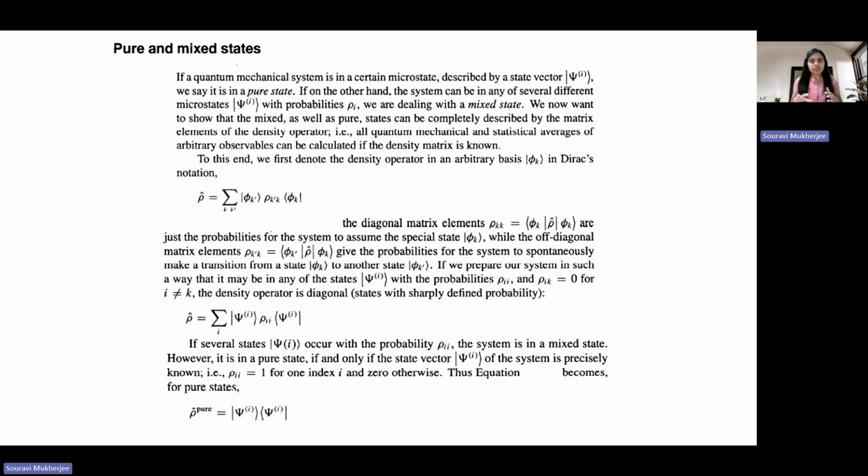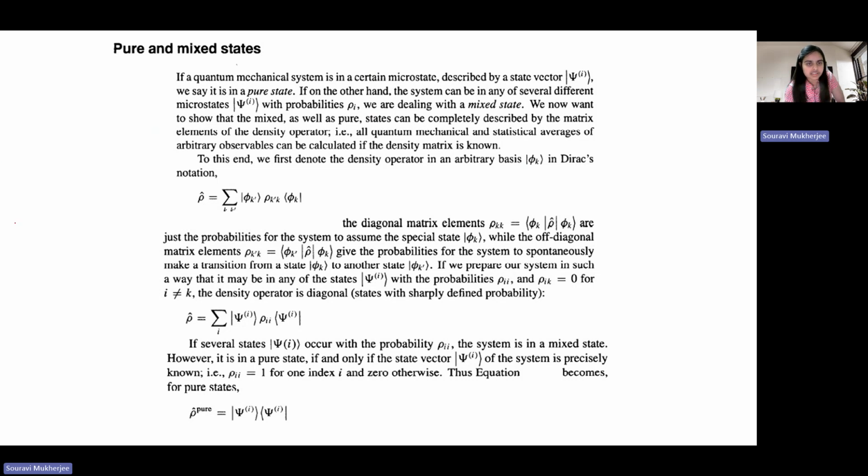If you are in a state where you say that it's in state 1 with 50% probability, state 2 with 30%, state 3 with 20%, then this becomes a mixed state. Okay. Now, how do you write it? Now this is interesting and important: how do you define a density operator, and what do you mean by that?